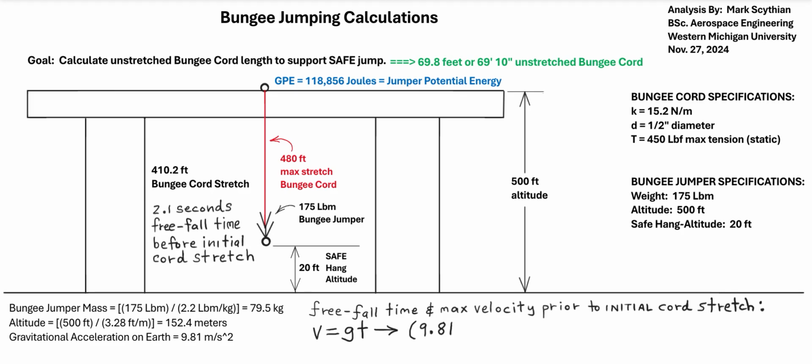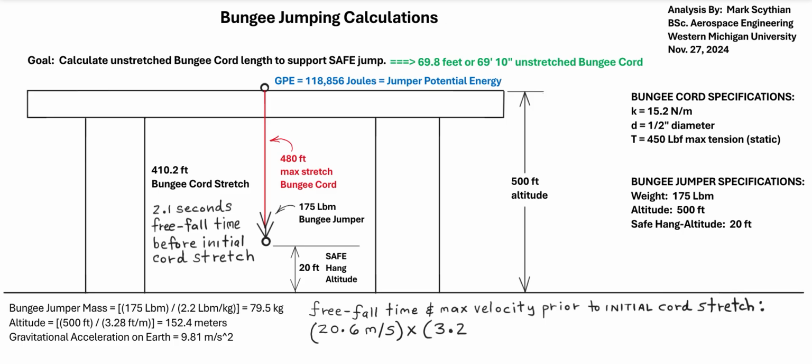So the last calculation here is the maximum free fall velocity prior to initial bungee cord stretch. That is just V is equal to GT. This is the free fall velocity with respect to gravitational acceleration times the time of free fall.